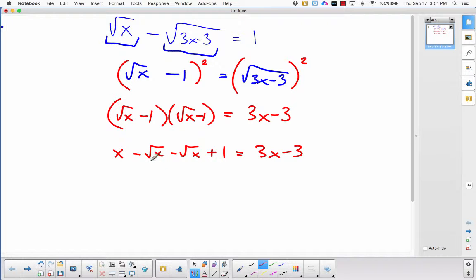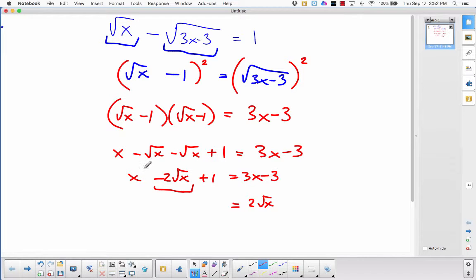Let's see, we've got negative 2 root x here, and I have an x and a plus 1 and a 3x minus 3. One of the problems I see right here, well, I don't know if it's a problem, we'll see if things work or not, but I'm going to try and square this term. I have to isolate it. If I'm going to have to square it, it's nice for it to be positive. So I'm going to move this one over to the right side. So it'll be a positive 2 root x.